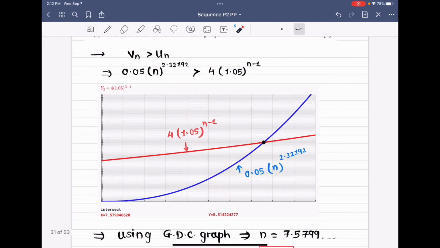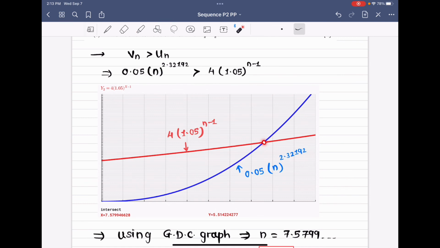Now this can be done by using a solver, but I recommend using the graphical method. Type the left-hand side of the inequality in y1, the right-hand side in y2. Adjust your view window if you don't see a graph. When you see the graph, you will see an intersection point. Sketch as it is. You don't have to plot; you have to sketch with the help of a pen. Label that: this graph is 4 times 1.05 raised to n minus 1, and this graph is 0.05 times n raised to 2.32192.